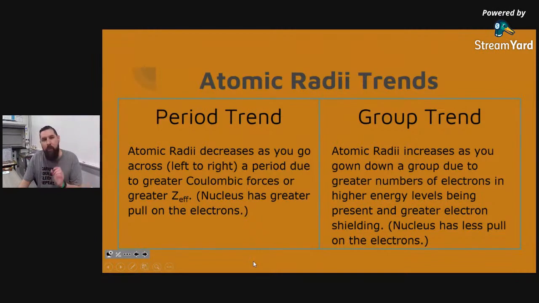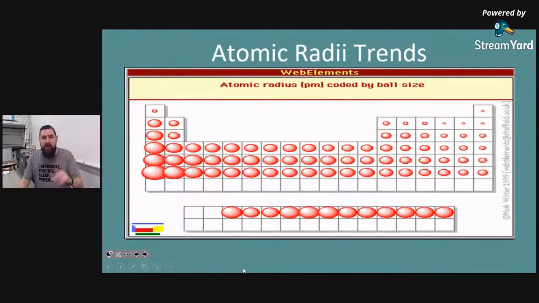And again, the reason why atomic radius is the most important is that as we start looking at other trends, we're going to constantly go back to the idea of the atomic radius and how that radius affects the effective nuclear charge, as well as the shielding effect. Okay? So here's a nice little depiction of atomic radius trends. And again, you can see as you move down a column, that radius increases. As you move across, radius decreases.